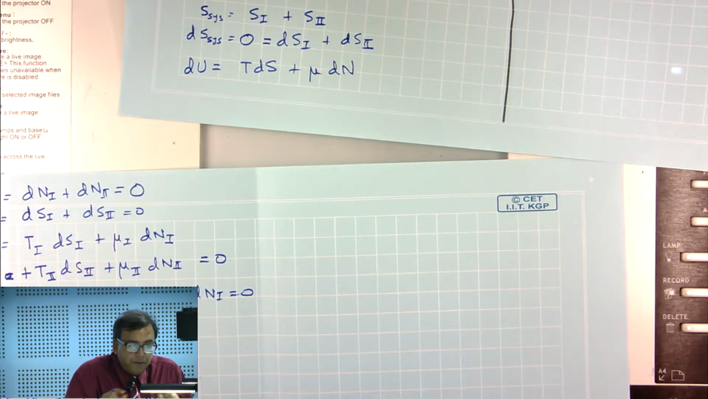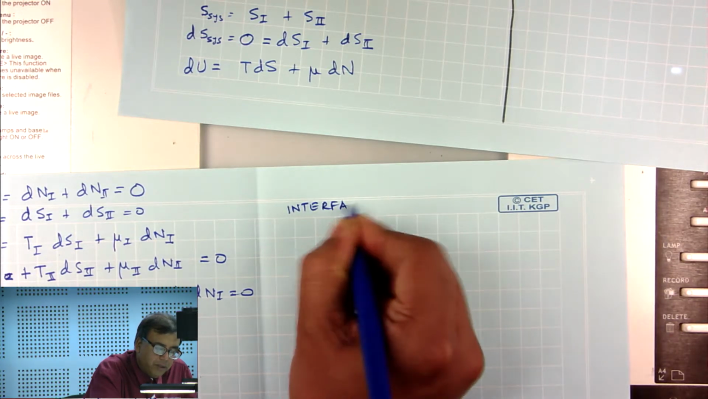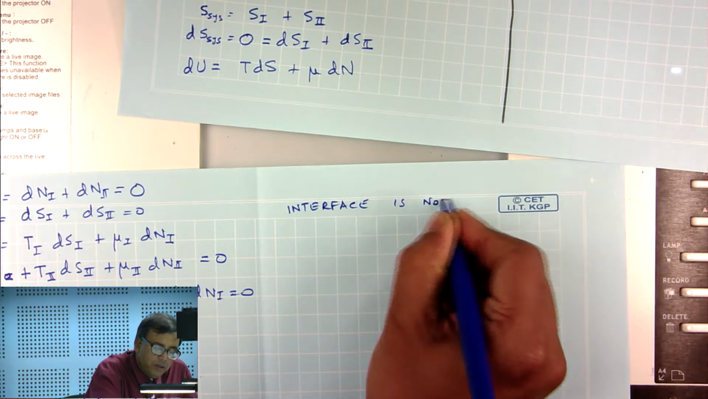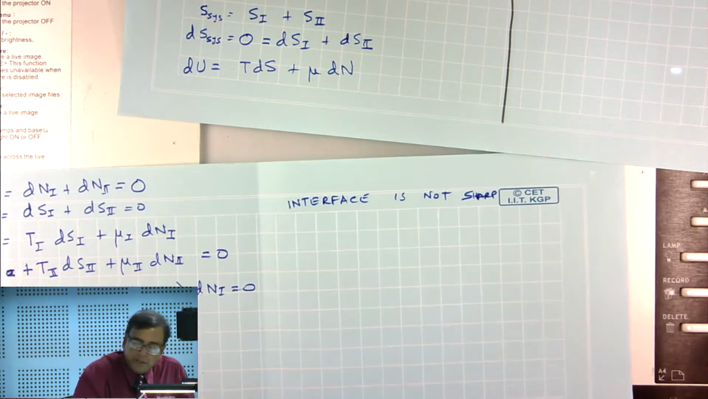So, in that interface I have molecules that are neither in phase 1 nor in phase 2, but that is a very thin interface with almost negligible volume, and the shape can change, the shape is not constant anymore. In other words, the area of that interface can change. So, I am making an assumption. Pay close attention, interface is not sharp. That is the first assumption.